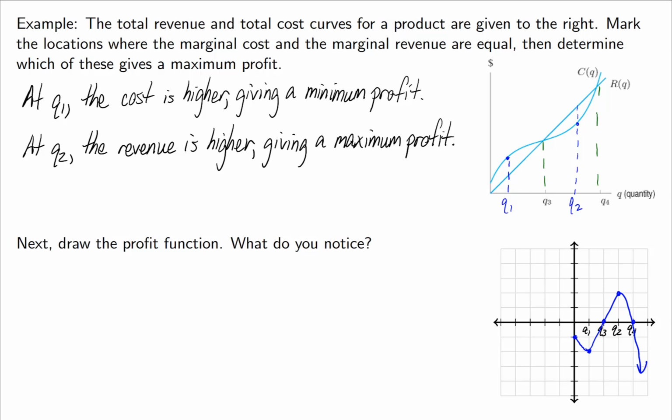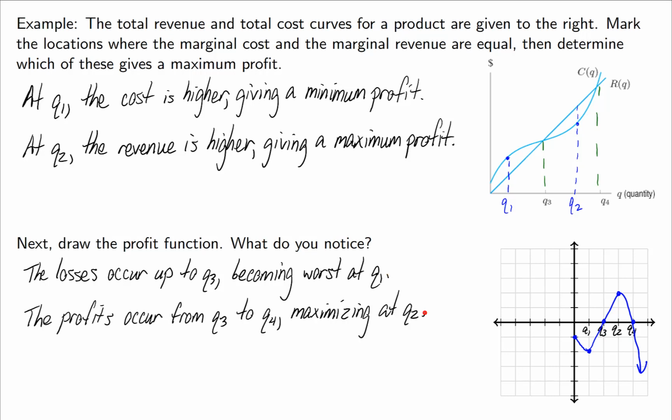So what do we notice about this? Let's just make a few observations regarding profits and losses. The losses occur up to Q3, becoming worst at Q1. Notice this is where the profit function is below the axis. The profits occur from Q3 to Q4, maximizing at Q2. And you could mention that the losses start happening after Q4, but that part I'm not really going to worry about.